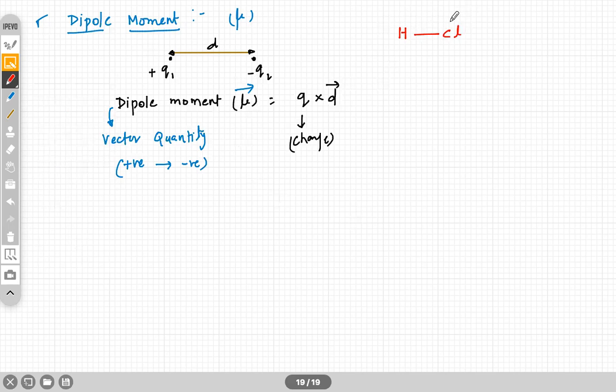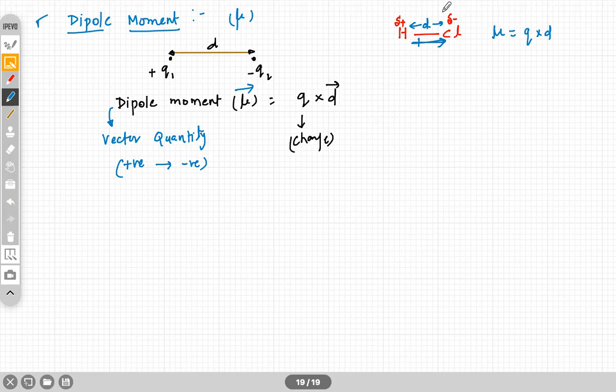Suppose we have HCl. Chlorine is more electronegative, delta negative. And this is delta positive. So because of this charge, plus and minus, we'll have again a dipole moment from positive to negative, represented by this line, right? Dipole moment. And this molecule has net dipole moment, which is equal to the charge over here, Q, and the bond length, that is D. This is the bond length here.